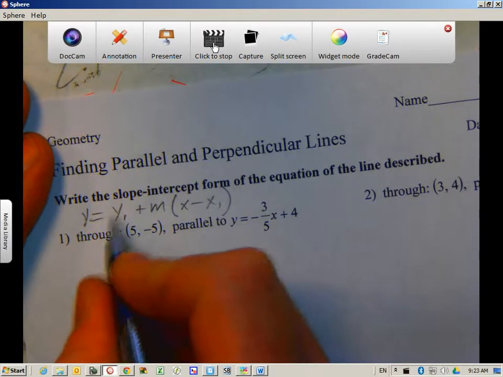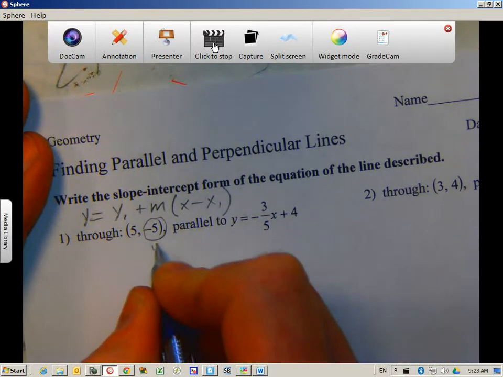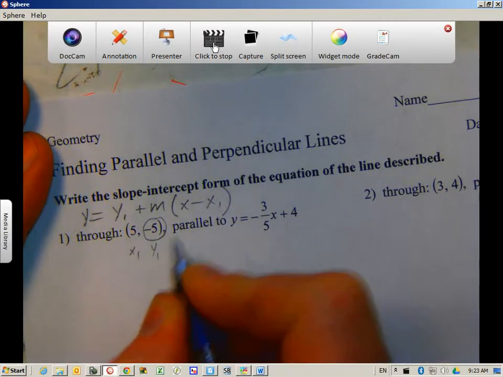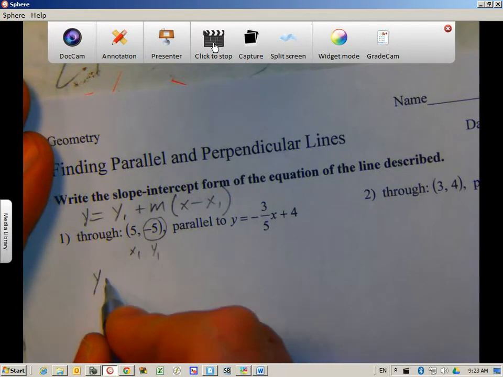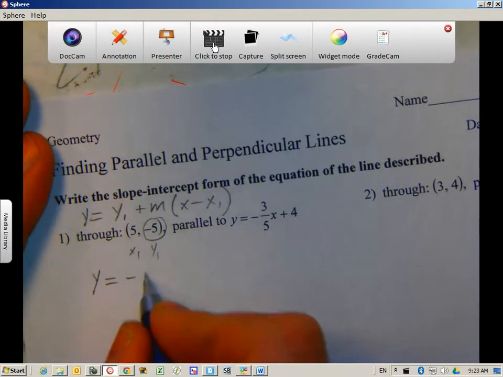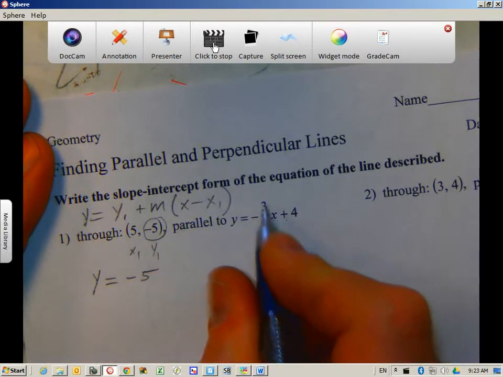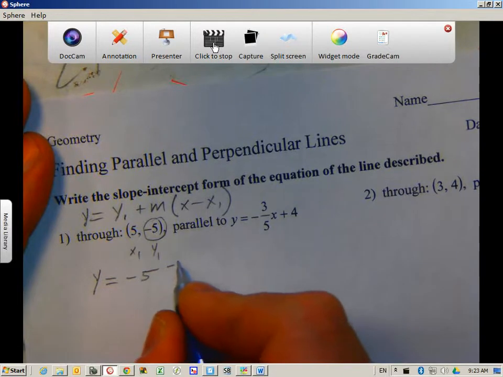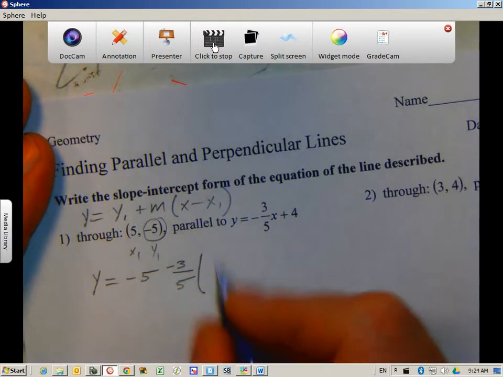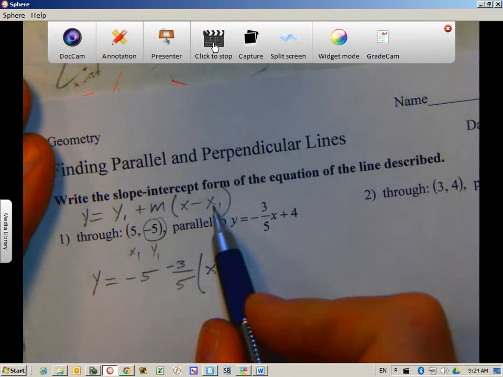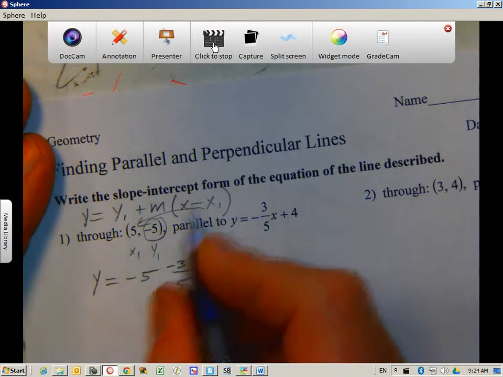The y sub 1 and the x sub 1 refer to these values. This is my y sub 1 and this is my x sub 1. They are the real values that I'm given in this case. So I simply write y equals, I'm going to put a negative 5 in for y sub 1, plus, but remember it's a negative slope, so it's actually going to be minus 3 fifths. There we go, that's my slope, x minus, and again, this is the real value right here that I'm given, x minus 5.